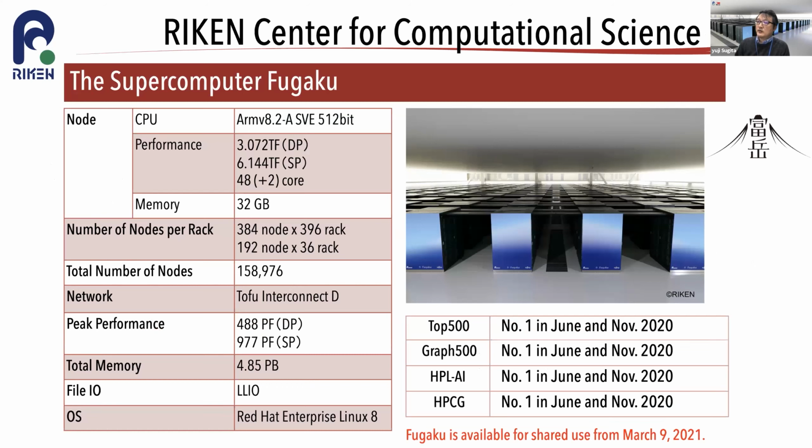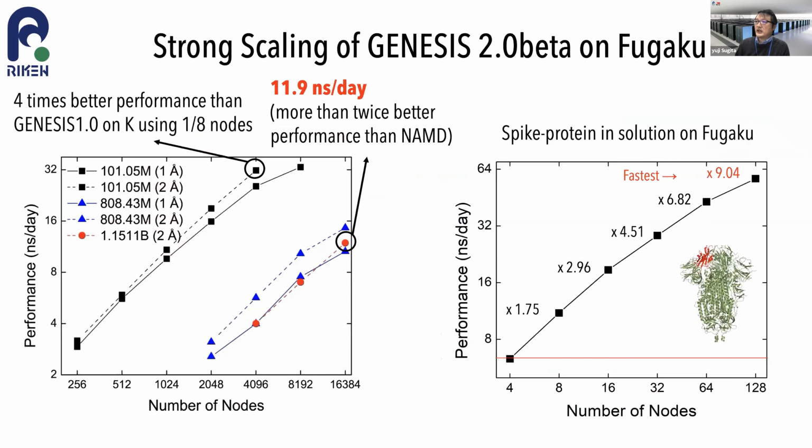Then we can use the Fugaku supercomputer. In our benchmark, again, we can achieve very high performance using a lot of computer nodes. Previously, our largest size was 100 million atoms, but now we can achieve more than a billion atom systems in computer simulation. That is possible with GENESIS 2.0 and the Fugaku supercomputer.